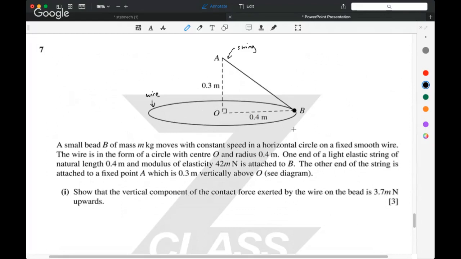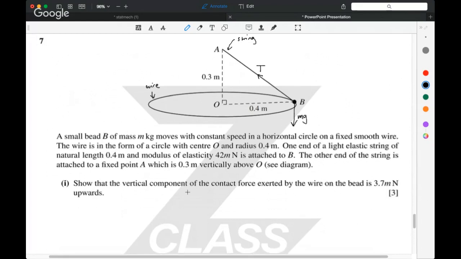So they're asking, what does it have to be to make sure that this is a physical scenario? And what they're saying is that the bead isn't moving up and down, right? The wire is stopping it from moving up and down, through the contact force of the wire. So therefore, everything must be balanced in the y direction. So we have our tension T, and we have our usual weight, mg. And now we're told that there's a contact force. So let's work out what it has to be.